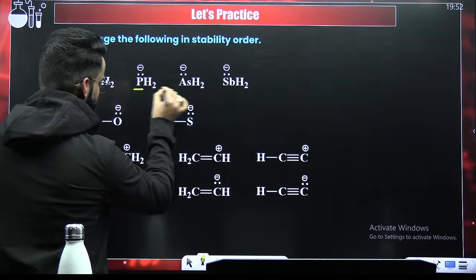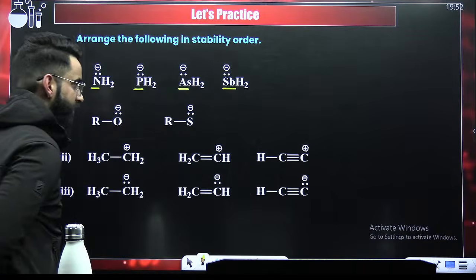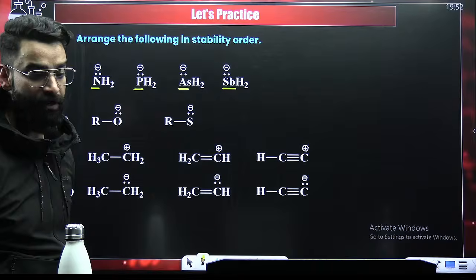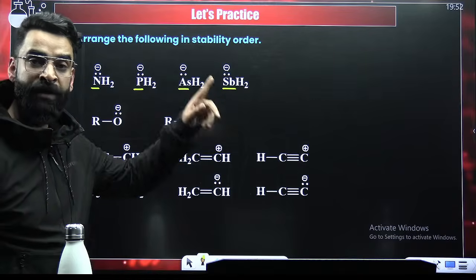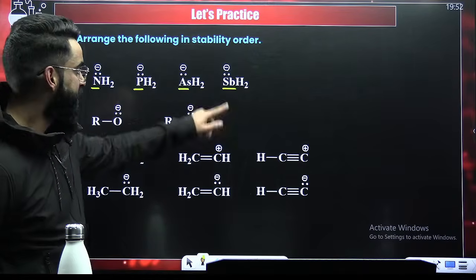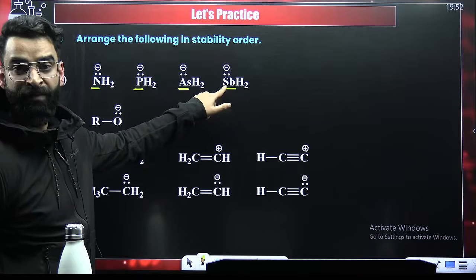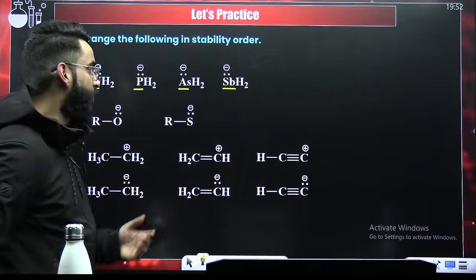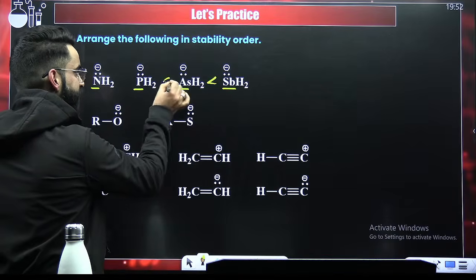Nitrogen carrying negative, phosphorus negative, arsenic negative, antimony negative. All these elements belong to the same group, and in the group, you talk in terms of VCD. On moving from top to bottom, size increases. The size of antimony will be maximum. More the size, lesser the VCD. Lesser the VCD, more the stability. So negative charge will be more stable here. This is the stability order.